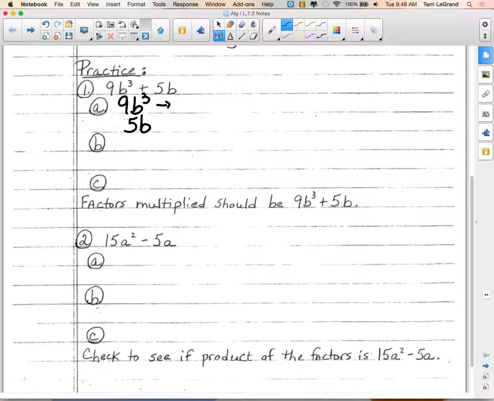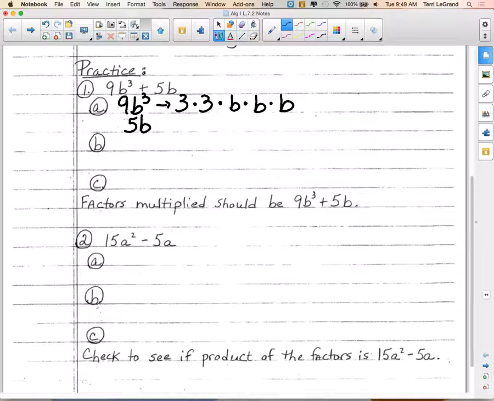What would be the prime factorization for 9? Come on, you did lesson 7.1. That's the reason I had you do it. It's 3 times 3. What does b cubed mean? B times B times B. Okay, there's 9b cubed, written out, factored.